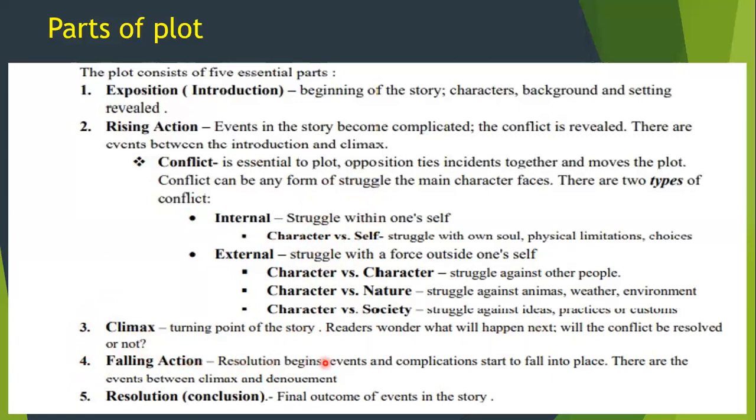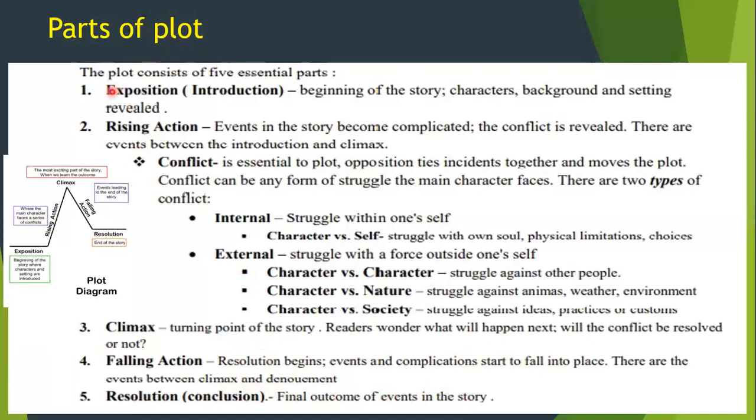Resolution begins. Events and complications start to fall into place. They are the events between climax and the resolution. The last part, number 5, is the resolution, in which we have the final outcome of the event in the story. This is the first element of fiction, which is a plot. And this is the same diagram we have seen before.